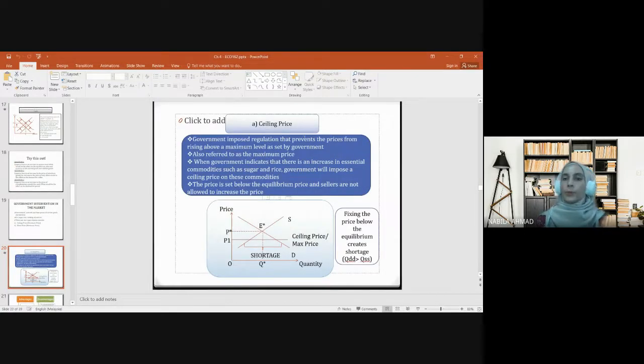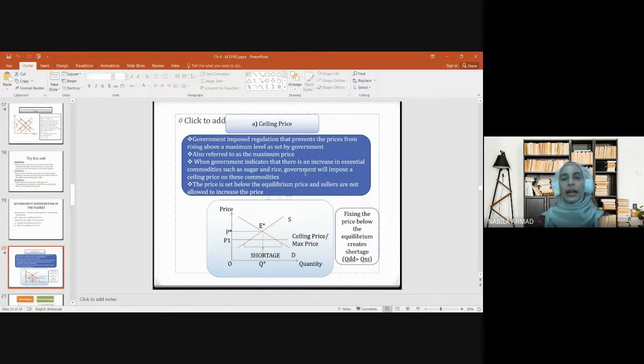Right, so what is price ceiling? Price ceiling is a government-imposed regulation that prevents prices from rising above a maximum level set by the government. Okay, so kenapa government impose price ceiling? Sebab government rasakan bahawa harga barang-barang essential commodity terlalu tinggi. Harga sugar tinggi, harga oil tinggi, harga rice tinggi, harga fish tinggi, harga chicken tinggi. So government rasa, oh mahal, then dia akan affect consumer. So government come and impose price ceiling.